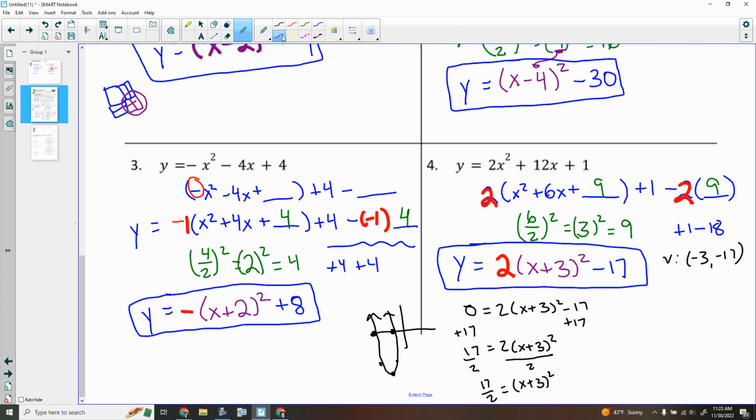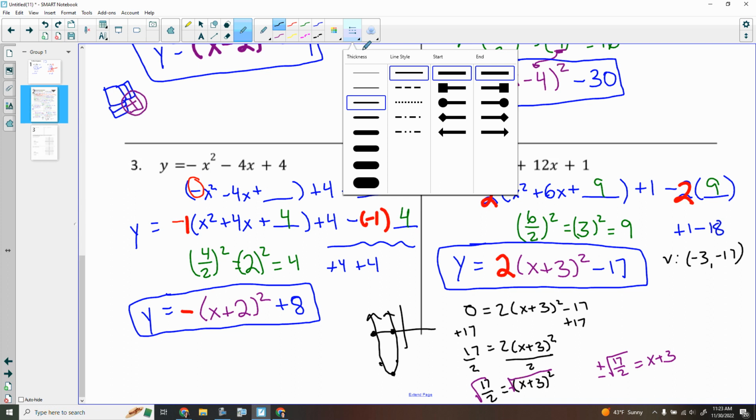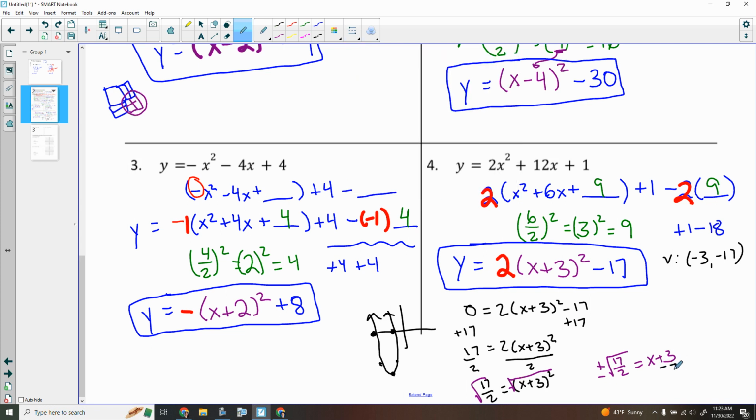To undo a square, I would take the square root. So I can, again, take the square root of both sides. And when I do that, I have plus or minus, by the way, the square root of 17 over 2 equals x plus 3. And then I can continue this and get x by itself by subtracting 3 from each side. So x equals negative 3 plus or minus the square root of 17 over 2. So I'm able to solve this way also. So again, just a little extra for you to know.